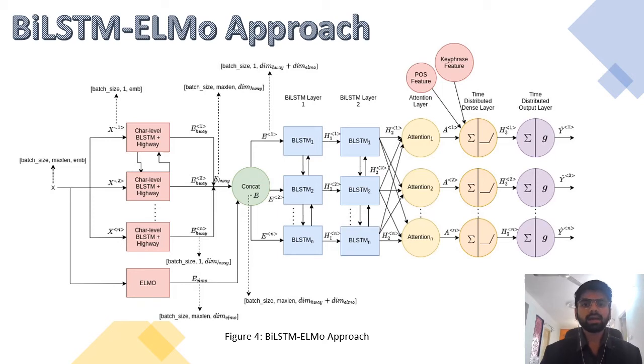Now, combined, the attention output and the external features are fed to a time-distributed dense layer, followed by a time-distributed output layer. We use either sigmoid or softmax for the final output layer, depending on whether we used binary cross entropy loss or KL divergence loss for label distributed learning, which we also explore as part of our training process.